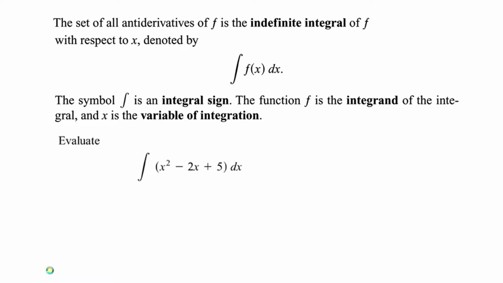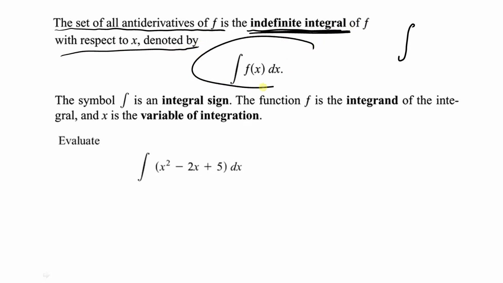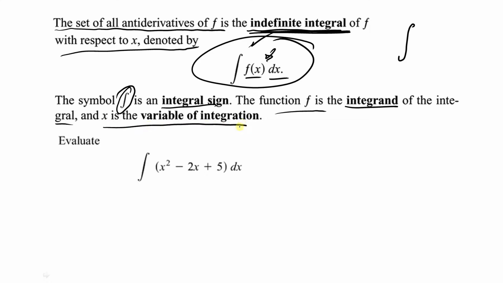Now on the next slide, we're going to introduce some notation, and it's the integral sign, which looks like this. The definition is a set of all antiderivatives of the function f. It's called the indefinite integral of f with respect to x, and it's denoted by the integral of f of x dx. The symbol given here is an integral sign. The function f is called the integrand of the integral, and x is called the variable of integration.